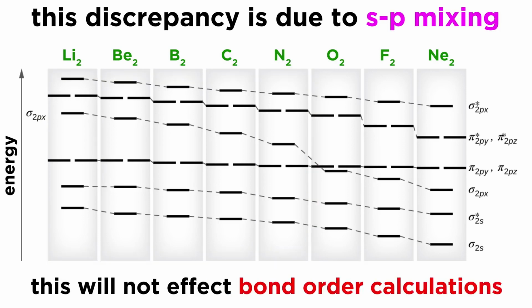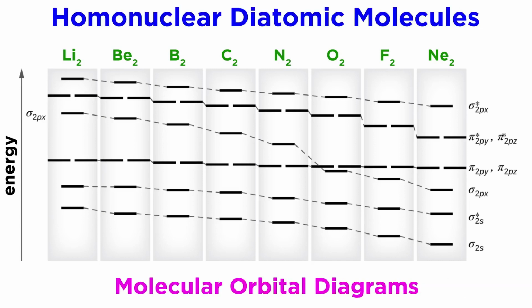While this is an interesting phenomenon, if we are only using these diagrams to calculate bond order, it won't matter, because it is just the order of bonding orbitals that is being rearranged, so it won't affect a bond order calculation. Nevertheless, we have hopefully reached a more sophisticated understanding of molecular orbitals.